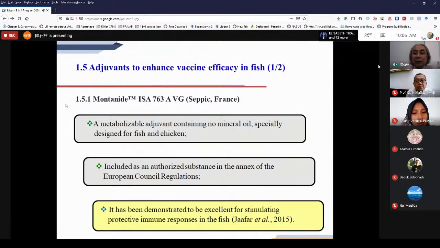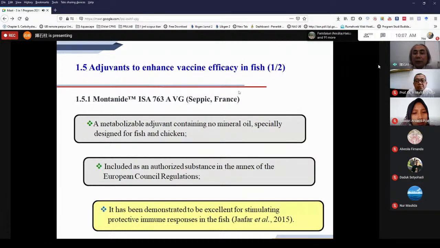As you know, a vaccine alone may not have very high efficacy. The protection duration may not be very long. So usually the vaccine is mixed with something we call an adjuvant. What is an adjuvant? An adjuvant can enhance the vaccine efficacy in fish, in domestic animals, or in humans too. Adjuvant in Latin means help. How to help enhance the vaccine efficacy.